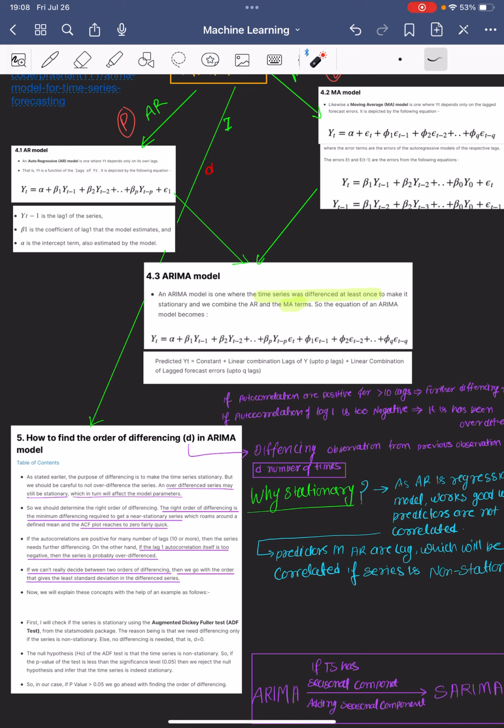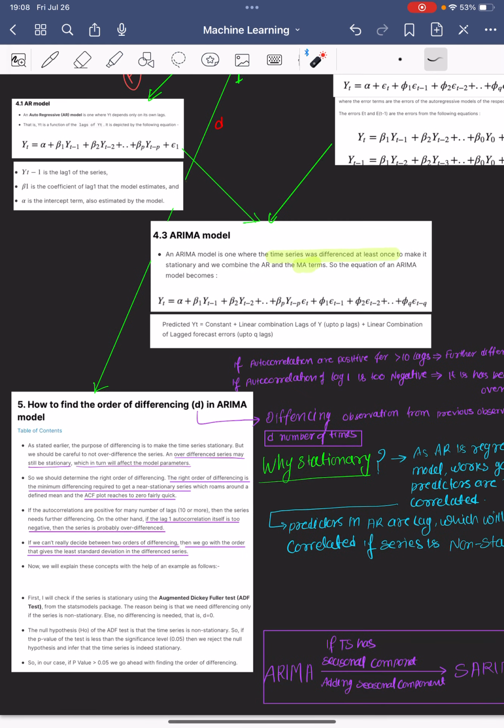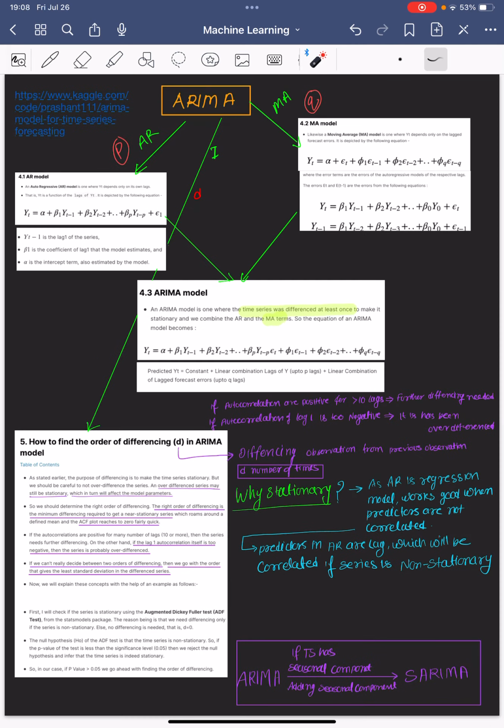Okay, now the integrated part, what does it mean? We have a parameter called d. D is the number of differences. What it means is, let's say we have a time series which is non-stationary. To make it stationary, how many times do we have to difference the series? This is a very popular question: why is stationarity needed in the time series ARIMA model? I have a very simple answer. I have written it in a very simple way.